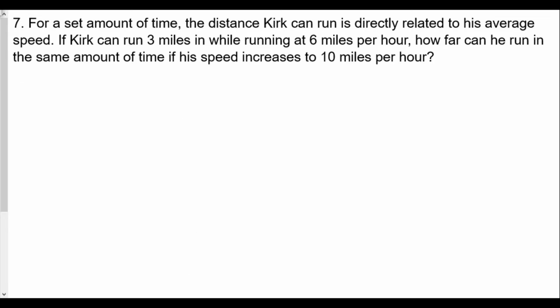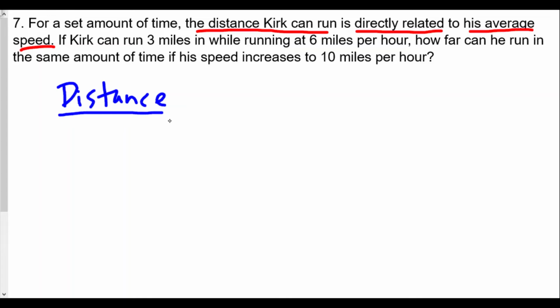So, question number 7. For a set amount of time, the distance Kirk can run is directly related to his average speed. So again, we see words that the distance Kirk can run is directly related to, or directly varies with, his average speed. So we're going to set this up, in this case, as distance over speed.